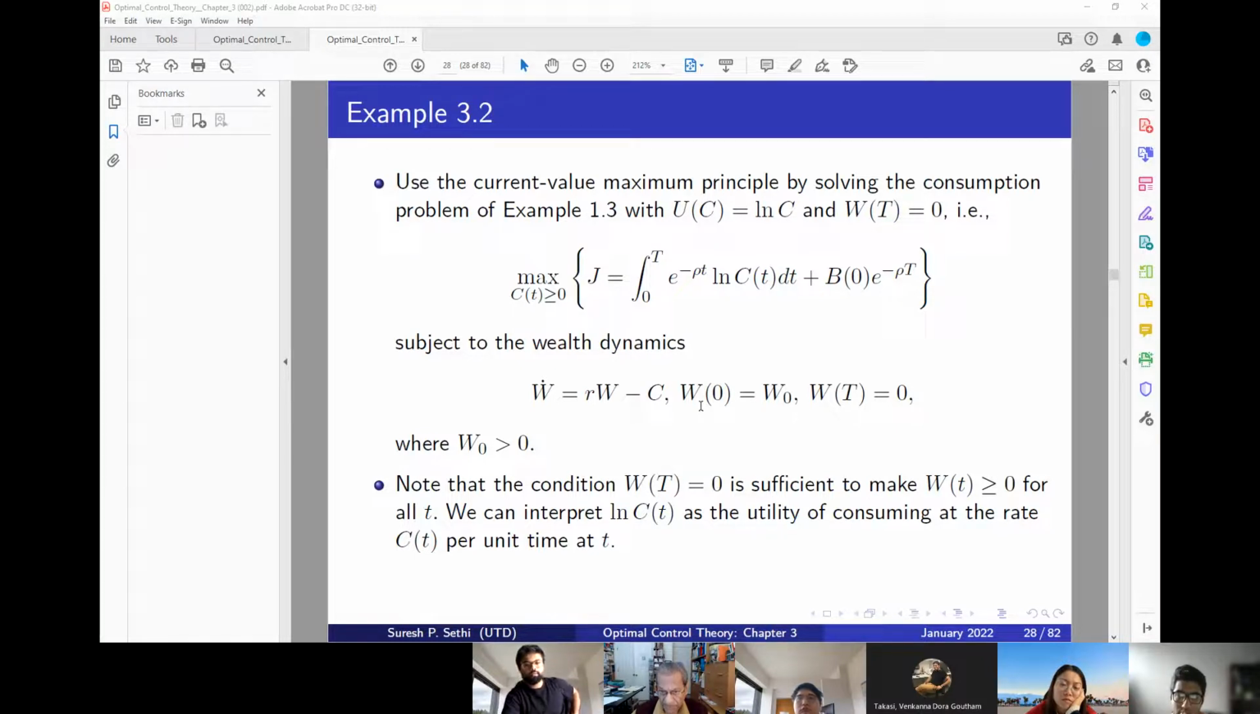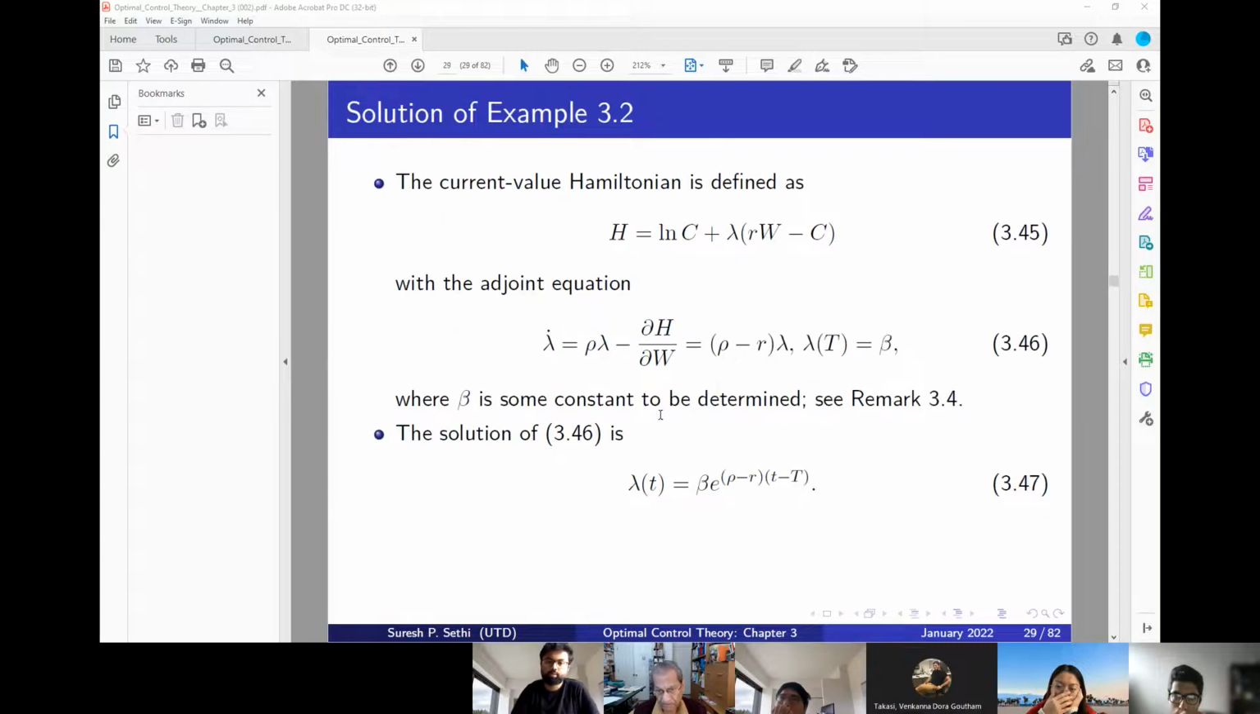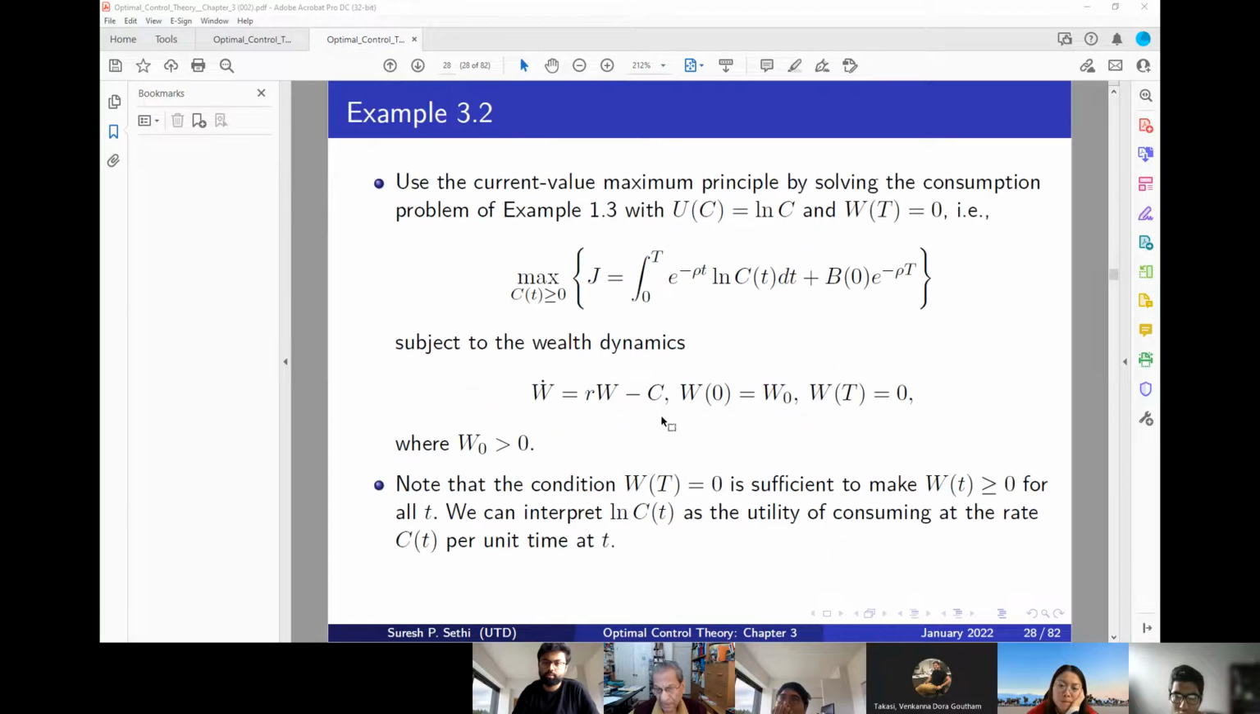Let me mention this. I put the value 0 here just so that it will be compared with other problems. But if you notice, if I maximize over C of t bigger than 0, this guy plays no role. Because our terminal wealth W of T is equal to 0. So the objective function, which had a salvage value with the X of T in there, will have a W of T in it. The W of T is just 0.